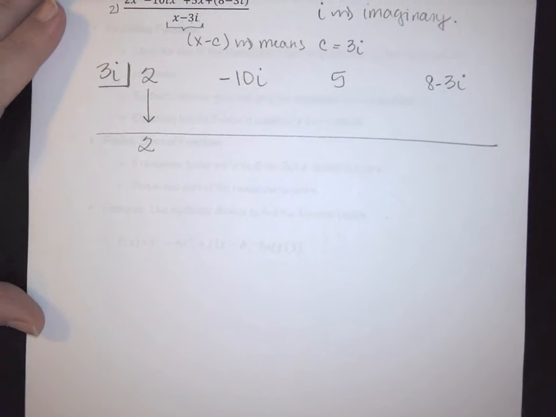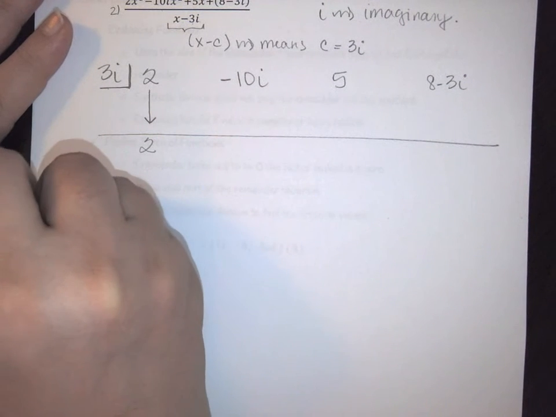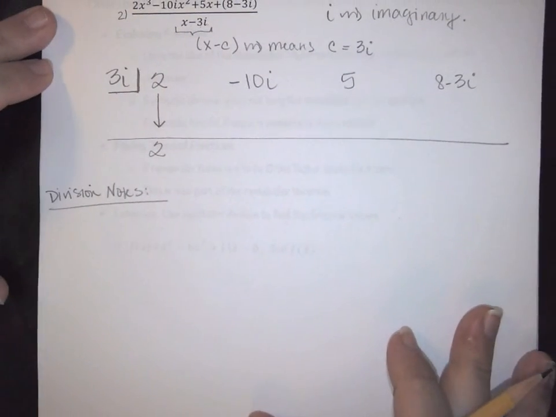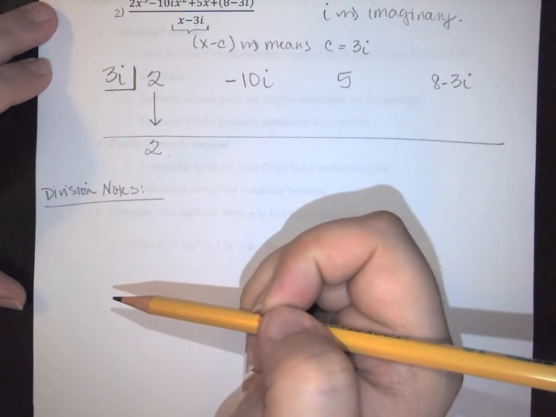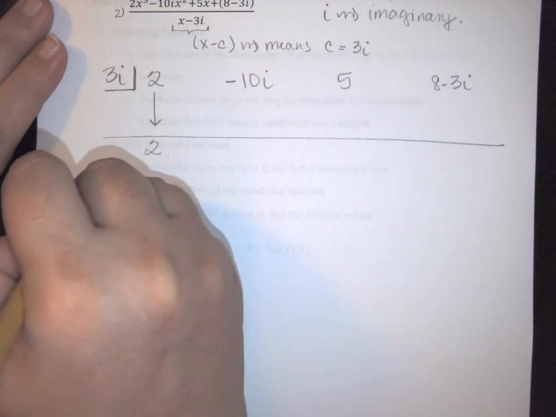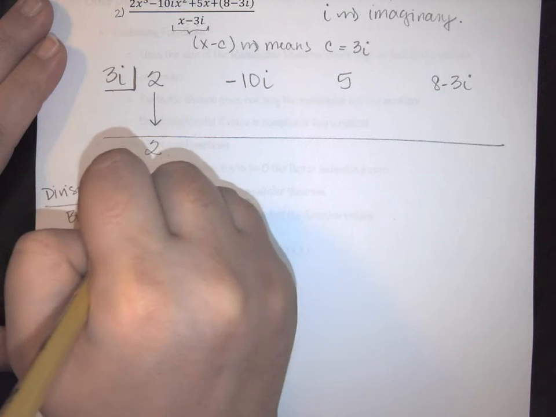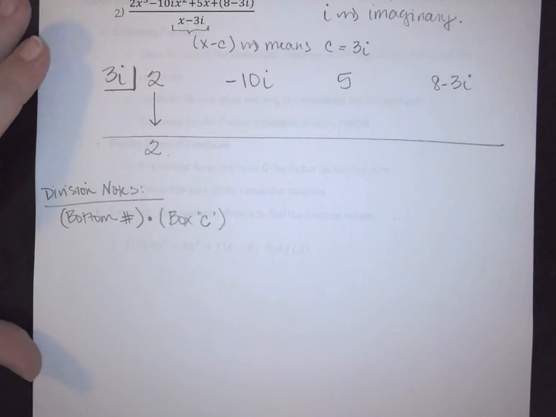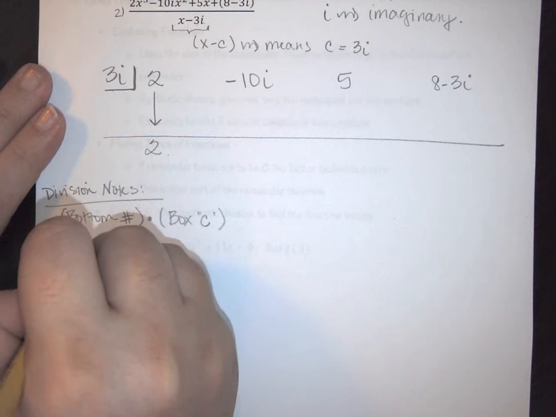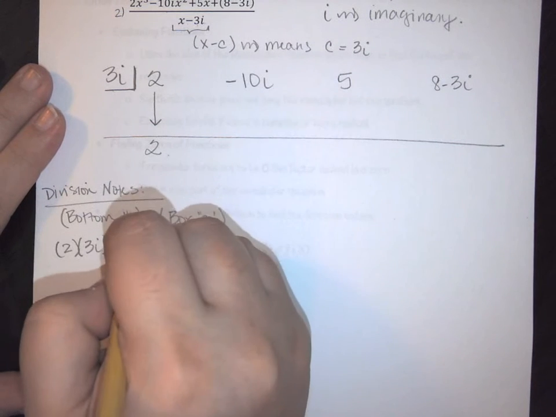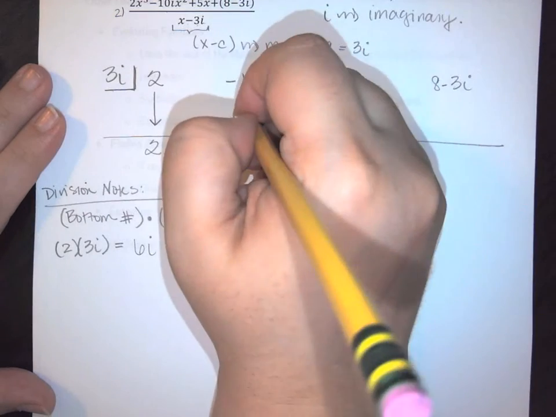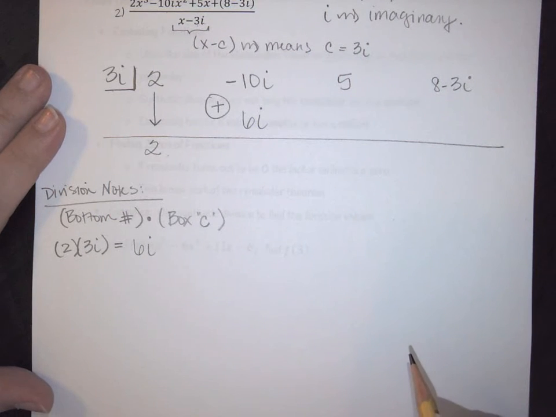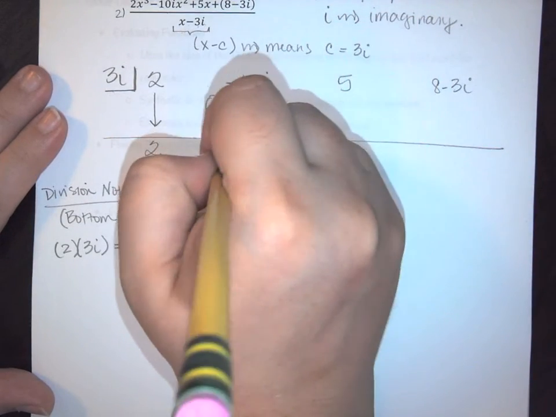Alright, so again, let's go ahead and do the work. We can do the same division notes that we need. What you have to remember again is you're going to take bottom number times your box, which is the c term. So here this is going to be 2 times 3i, and when we do that we end up with 6i. So that's what goes up here. This becomes a 6i. We then have to add them together. So negative 10i plus 6i is going to give you a negative 4i.